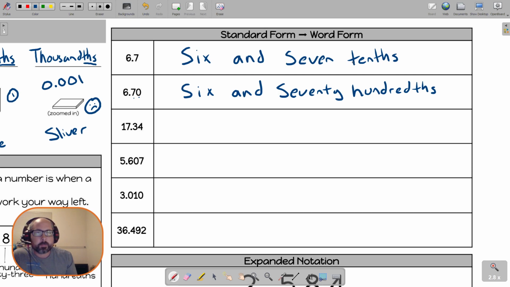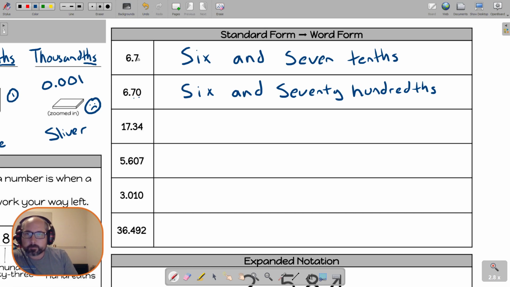But let's think about what this is. Now, the 6 is the same. We have 7 tenths and 70 hundredths. So 7 tenths would be like 7 dimes. 70 hundredths, that would be like 70 pennies. So if I had 7 dimes or 70 pennies, and I went to the store and I needed to buy something that was 70 cents, I could use either of those options. They're worth the same thing. So just a different way to represent the same value.